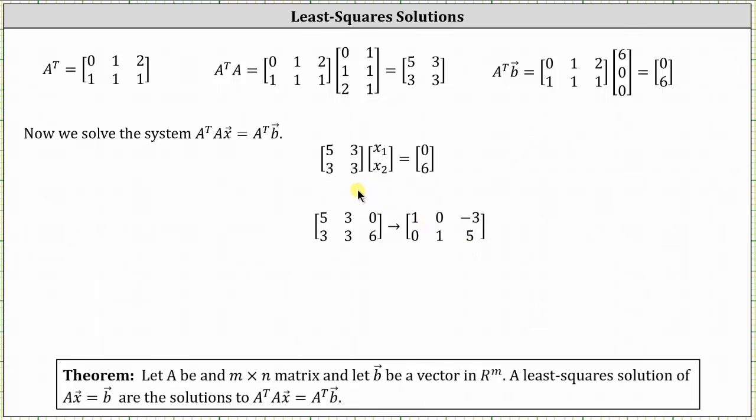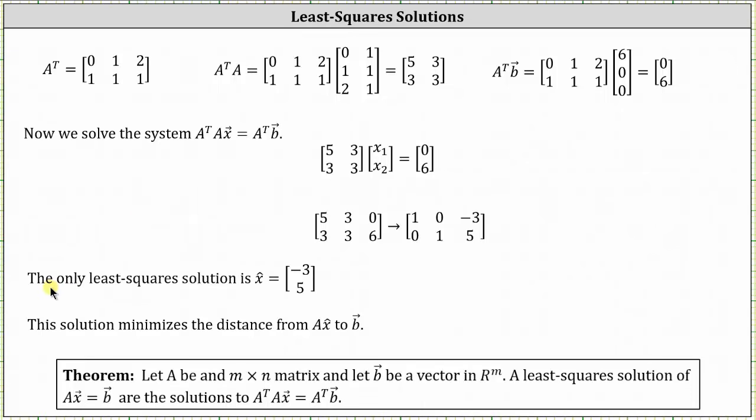Instead of using vector x for the least squares solution, we often use different notation. In this case, I'm going to use the vector x hat. So the least squares solution is x hat equals the vector -3, 5. Remember, this solution minimizes the distance from matrix A times the vector x hat to vector b.